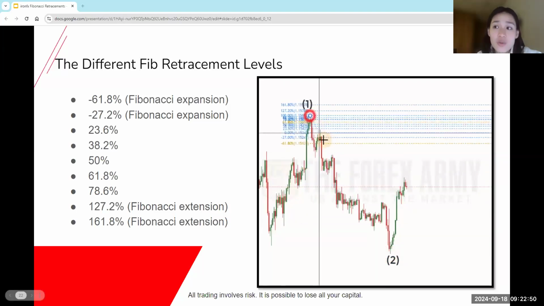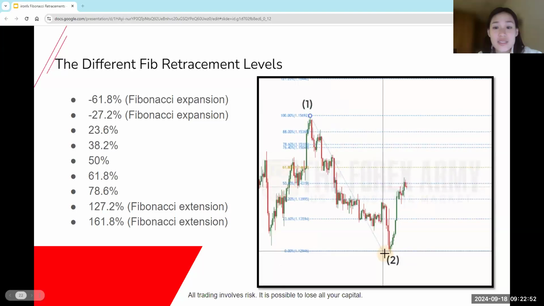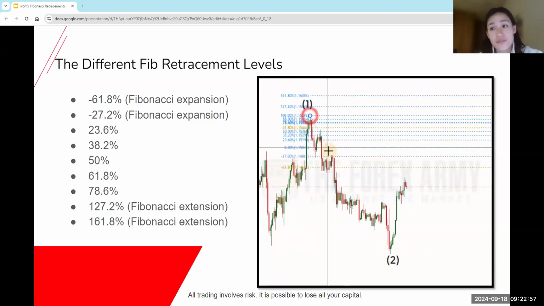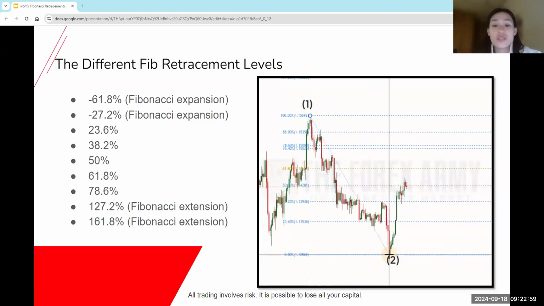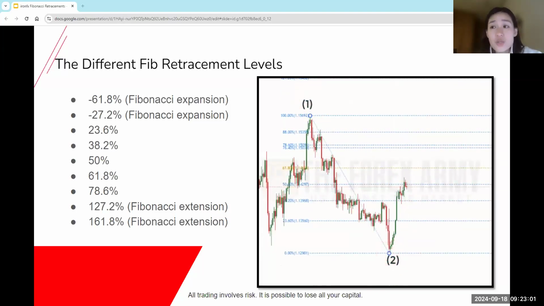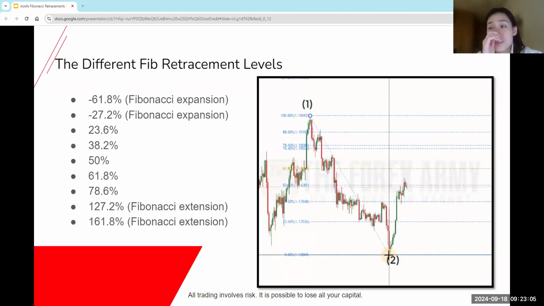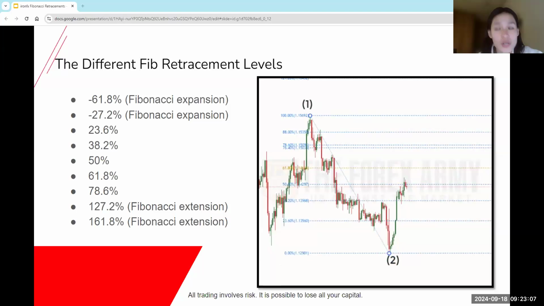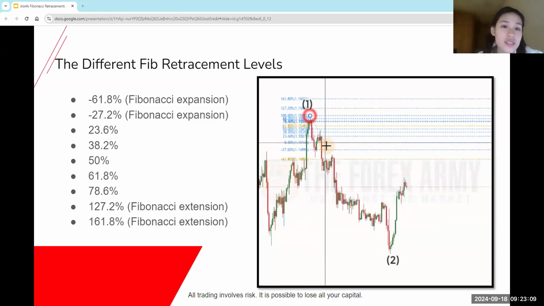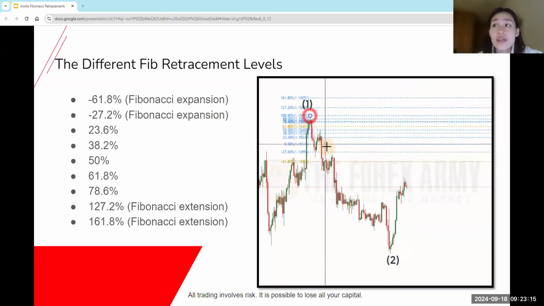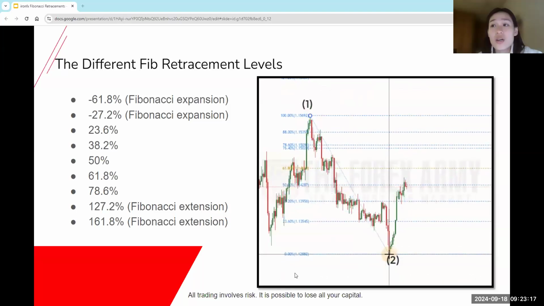And lastly, we also look at the extensions. So those are the levels that are greater than 100%. So 127 and 161.8. So we'll go through extensions and projections more in depth in the next couple of webinars, so stay tuned for that. But in this webinar, we'll just be briefly introducing the levels and also how to use the mid-range levels, so the Fibonacci retracement levels.